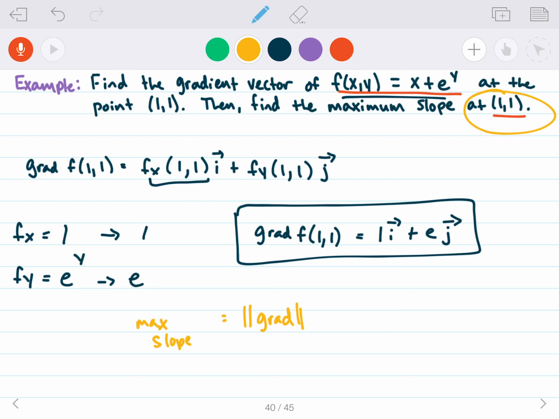And so magnitude, again, I'm just taking the square root of the squares of the components. So this is just the square root of 1 plus e squared. So this is the maximum slope. Weird number, I know, but that's it. So that's how we deal with things like that.